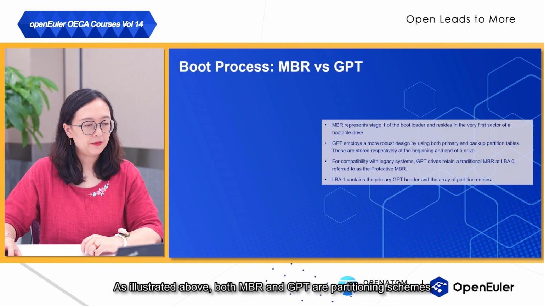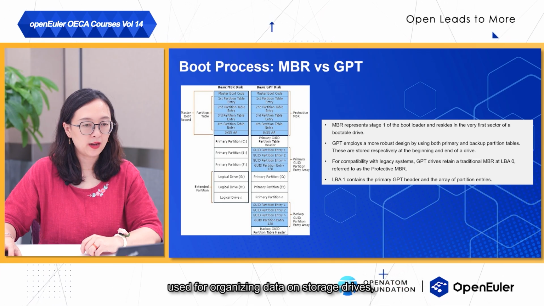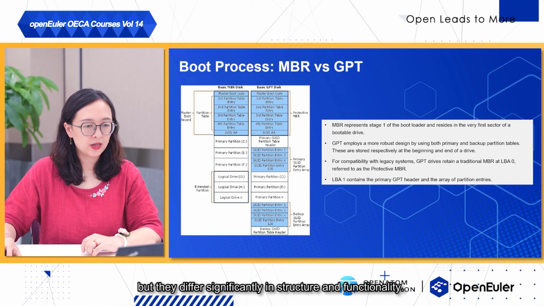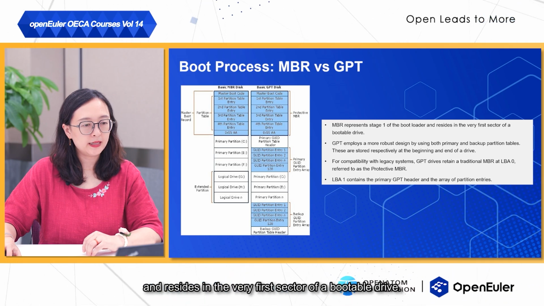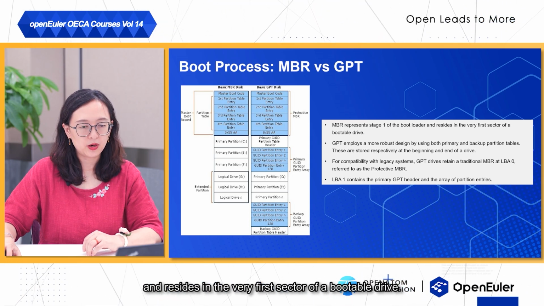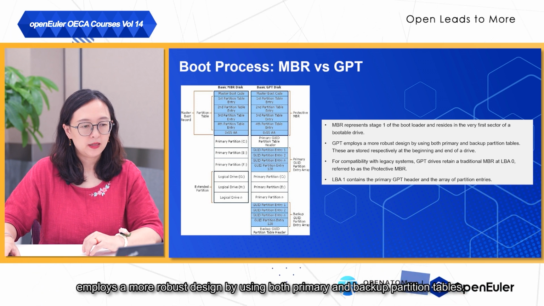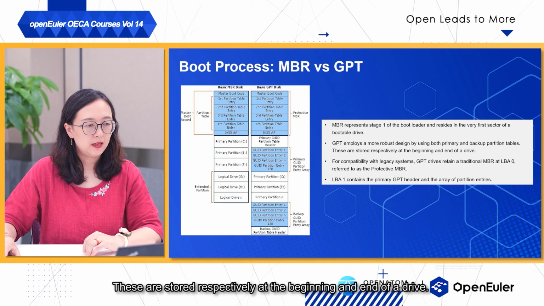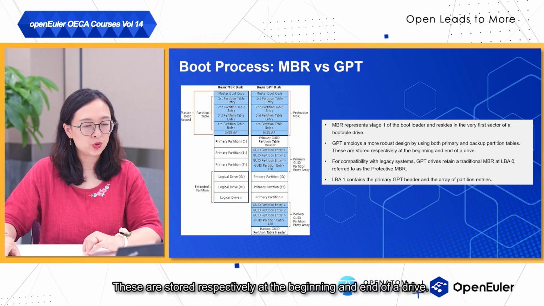As illustrated above, both MBR and GPT are partitioning schemes used for organizing data on storage drives, but they differ significantly in structure and functionality. MBR represents stage 1 of the bootloader and resides in the very first sector of the bootable drive. GPT, on the other hand, employs a more robust design by using both primary and backup partition tables. These are stored respectively at the beginning and end of the drive.